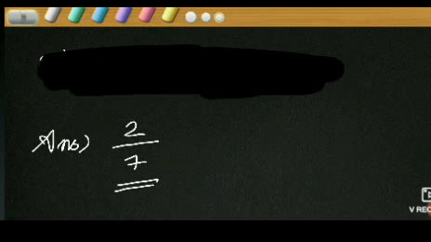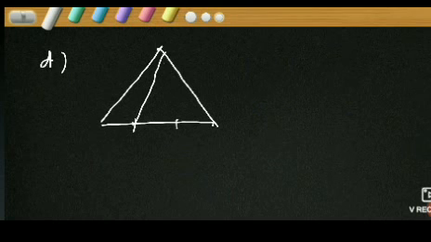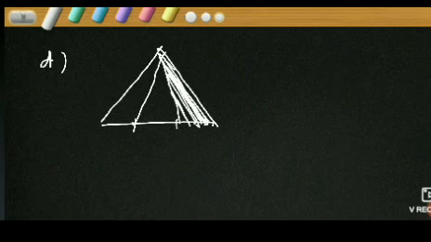Okay, next question. Let's try to do the triangle once more. Draw one triangle like this. Suppose this is a triangle and we have divided this triangle into 3 equal parts, isn't it? Among these 3 parts, only one part is shaded. How many are shaded here? Only one part is shaded.